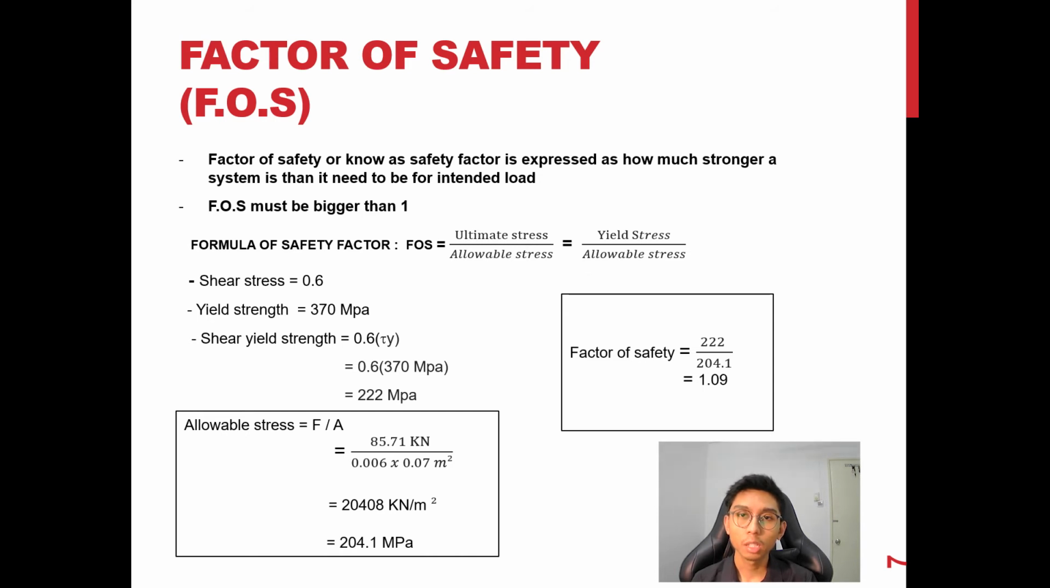Here, we have shear stress factor equal to 0.6, yield strength equal to 370 megapascal, which we can use to find shear yield strength. The result we get after the calculation is 222 megapascal for yield stress. To find the factor of safety, we have to find the allowable stress first by using the force over area formula, where the force that we got before, which is 85.71 kilonewton, is divided by the area, which is 0.006 times 0.07 meter square. Then we get the result, which is 20408 kilonewton per meter square. Then we convert to megapascal.